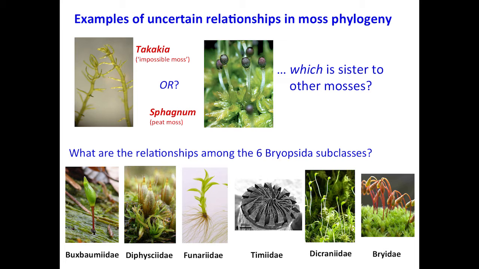So everyone's heard of sphagnum. Probably most people have not heard of Takakia, the impossible moss that was first thought to be a liverwort. It has kind of a liverwort look to it. So some recent phylogenies have actually put this as the sister to the other mosses rather than this. And then within each of the subclasses of mosses, there are uncertainties. This is the biggest class of mosses by far with 6 subclasses. And the relationships among these subclasses are not all certain. This is Fissidens, by the way. This is Buxbaumia, which one of my students, David Bell, has a poster on that I'll be talking about later.